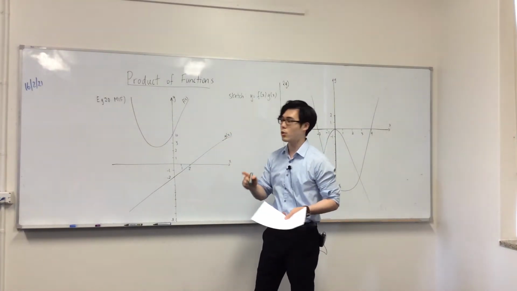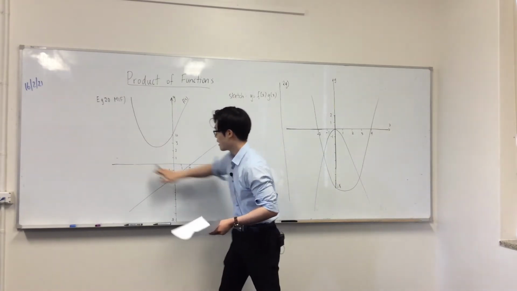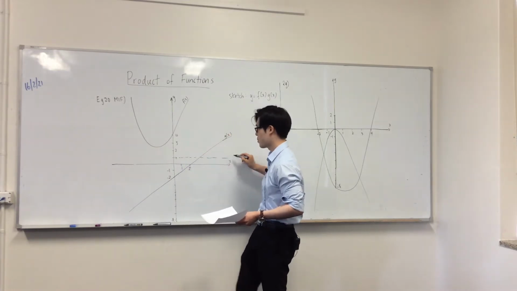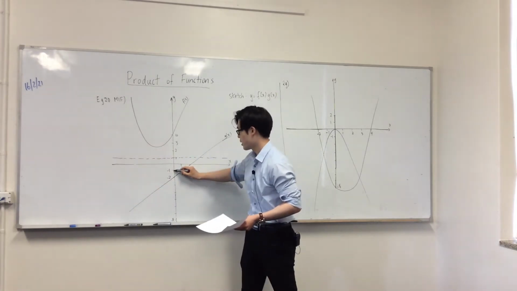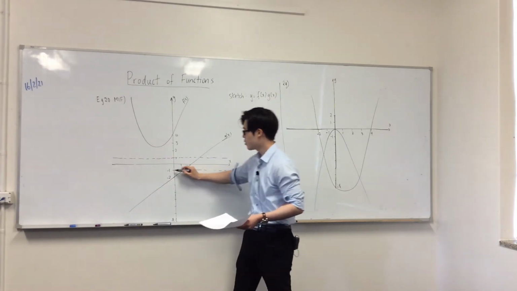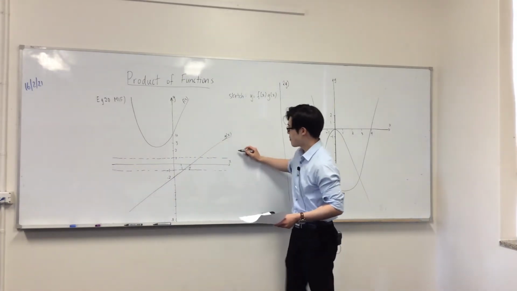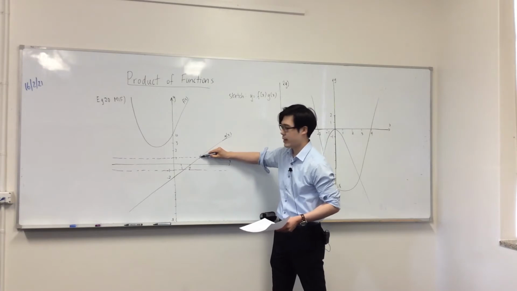The first thing that you always want to do is draw a horizontal line at y equals 1. And there's a reason why. As well as minus 1. Do that, because at that point, the value is y equals 1.